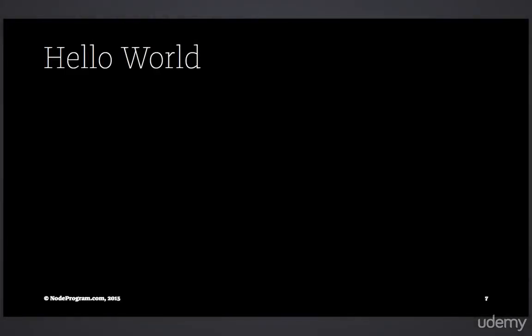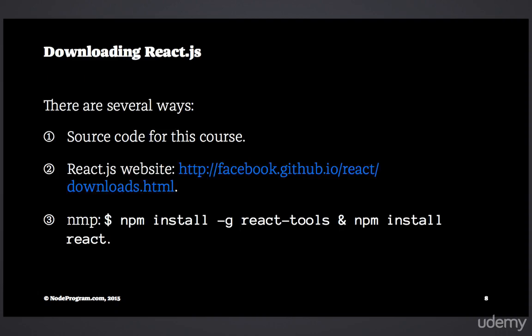So before we do any exploration into React components and how all the attributes and events work, I want to show you a quick example. It's a hello world exercise. What we'll need is to download the React.js library. You can do it in multiple ways. You can download the source code for this course, or you can go to facebook.github.io and download the React.js library from there, or you can use npm, which is a node package manager. You can install React tools and then install React as a local library.